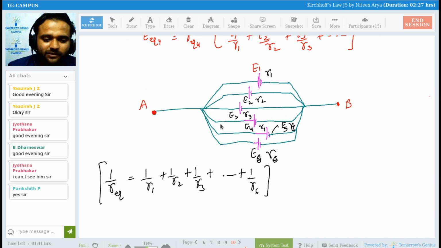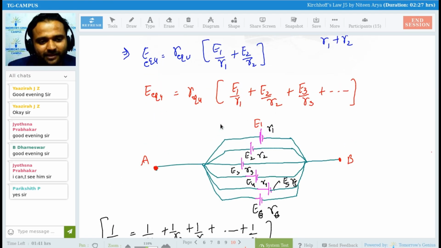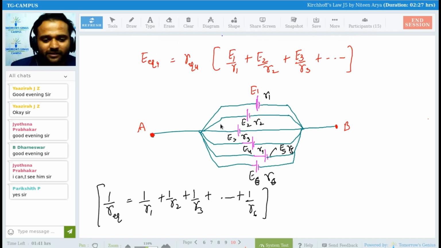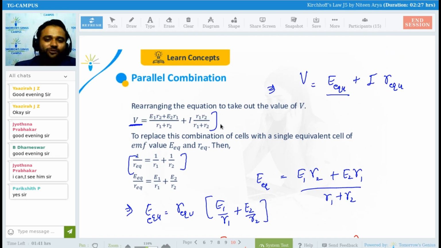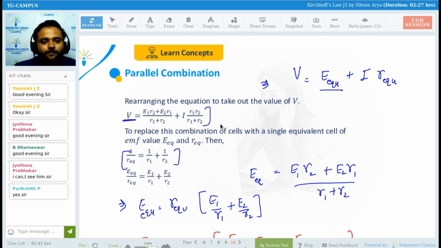I don't remember the formula, because if I'm going in this way, then I can't remember the formulas. I don't have that much sharp memory. Okay, is this clear, everyone?